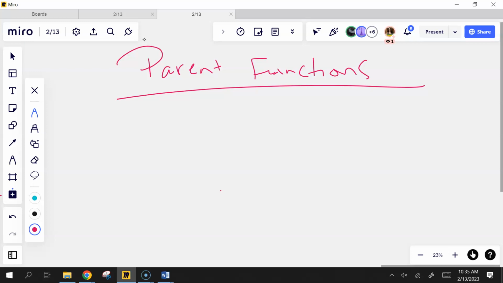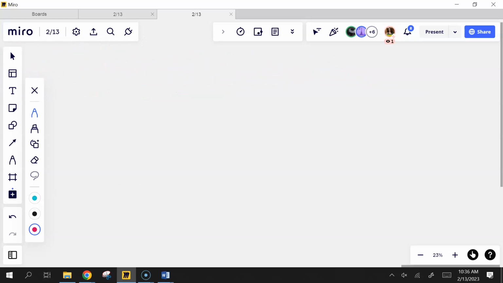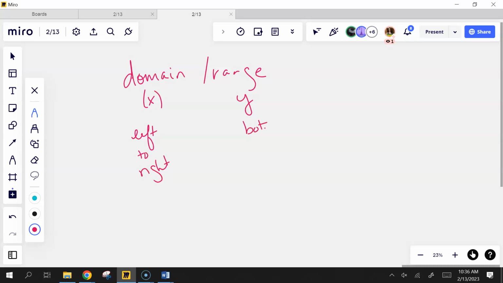Parent functions. Before we talk about parent functions, I'm going to talk about some analysis that we're going to do with each parent function. Some of this analysis you've done before and you know, and some of it you haven't. So I'm going to digress just a minute. We've talked about domain and range. We will do domain and range for every parent function. I'm not going to go over that because we have been drilling domain and range. Domain is your x, range is your y. Left to right for domain, from the bottom up for range.